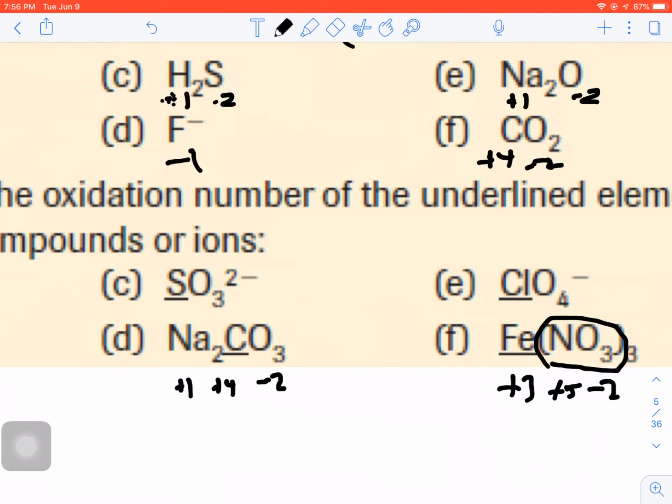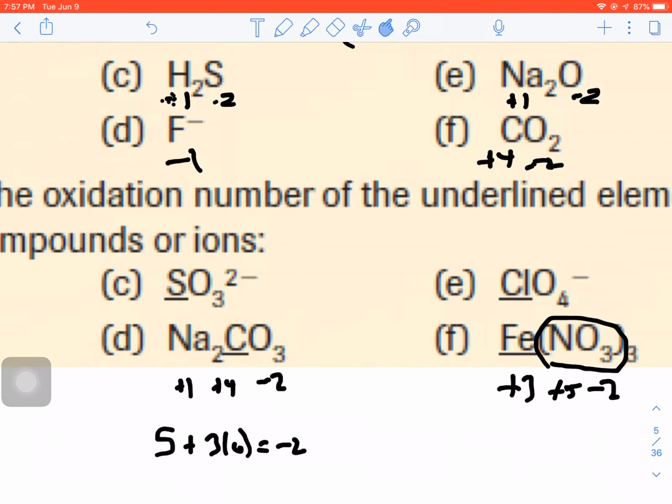I'm going to do C and E a little bit differently. So for C, I know that the oxidation numbers for sulfur plus 3 oxygens will add up to the charge, which is negative 2. Okay? 1 sulfur plus 3 oxygens makes negative 2. I know the oxygens are always minus 2.